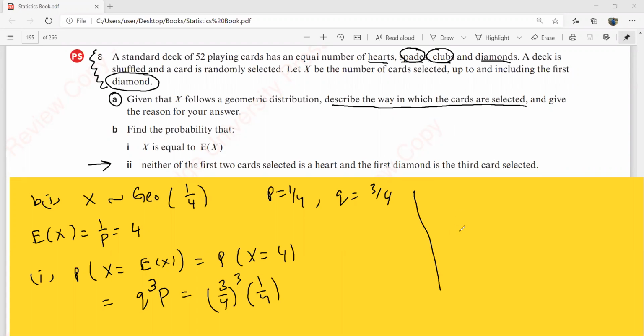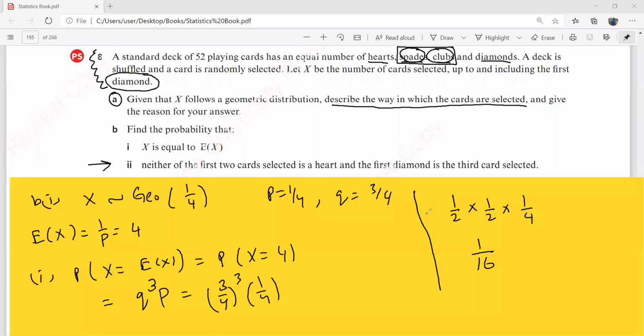Or the deck of the cards. So this is going to be half into half into 1 over 4, because the first card is going to be one of these two. The second card is going to be one of these two. And the third card is going to be a diamond. So that is why its probability is going to be 1 over 16.